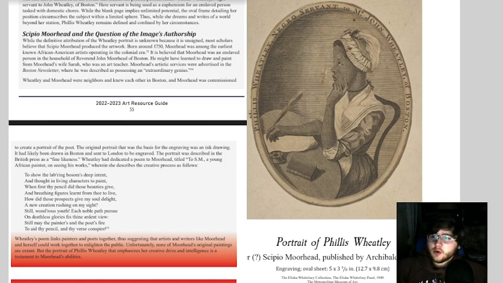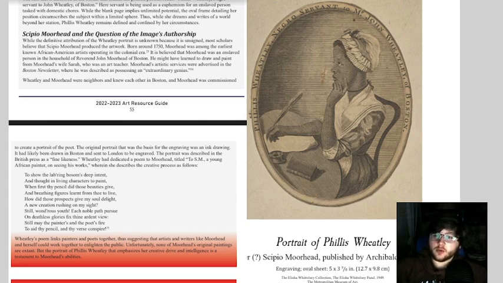It is believed that Moorhead was an enslaved person in the household of Reverend John Moorhead of Boston. He might have learned to draw and paint from Moorhead's wife Sarah, who was an art teacher. Moorhead's artistic services were advertised in the Boston Newsletter, where he was described as possessing an extraordinary genius.